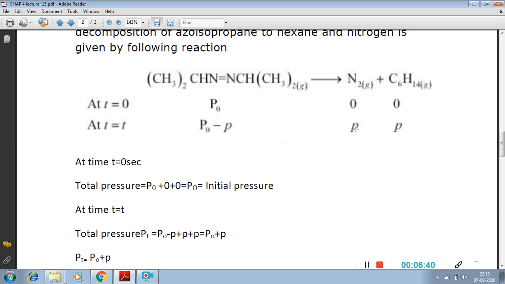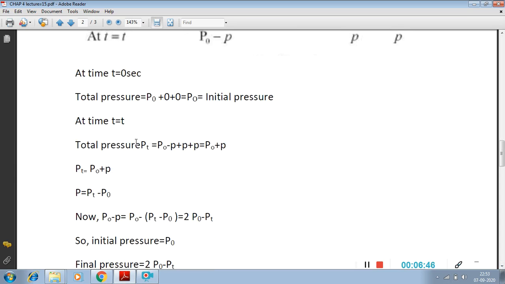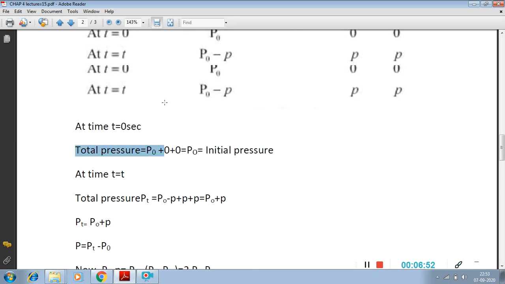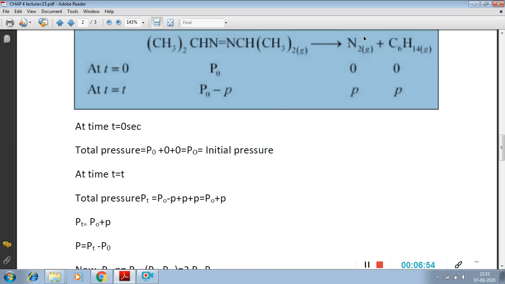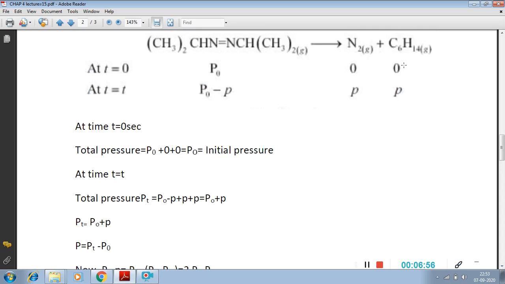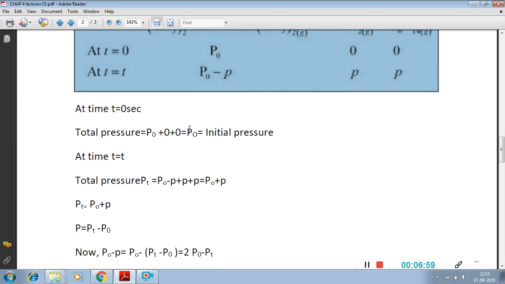Nitrogen pressure P and hexane pressure, that is also P. Now at time t is equal to 0, if we calculate the total pressure, you can see here the total pressure is P0 plus 0 plus 0. So the initial total pressure is P0 only here.